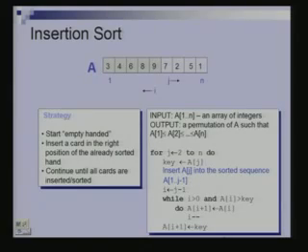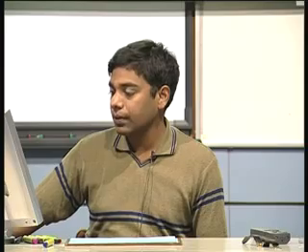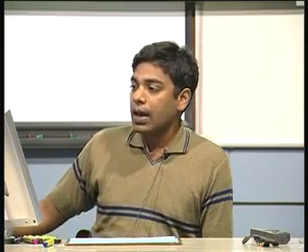Okay. You can all implement it. Maybe you would have implemented it in a slightly different way. That would give you a different program, right? But the algorithm is essentially the same. You are going to find the right place for the element and insert it there. Okay. And now let's try and analyze this algorithm.